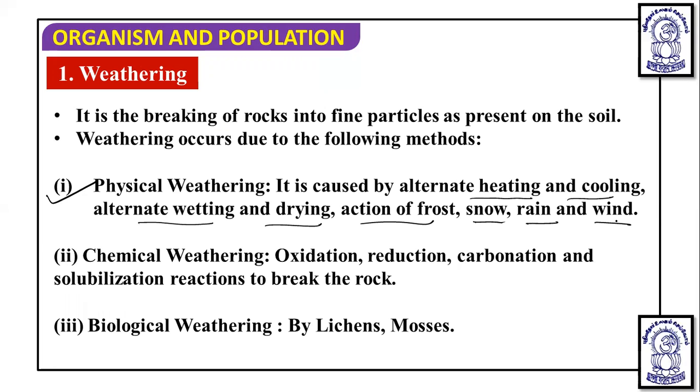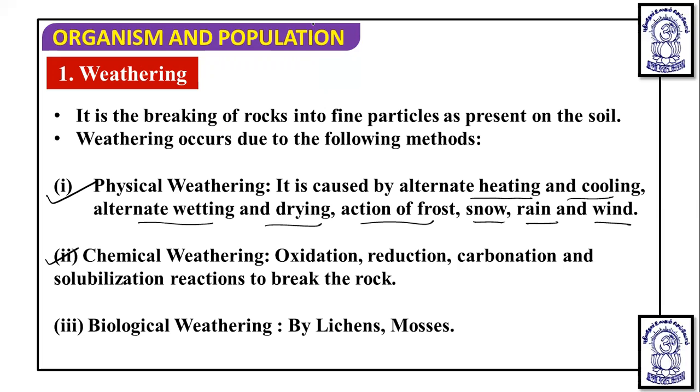All these things occur naturally in the physical environment. So, either through cooling, heating, drying, wetting, or the action of frost, snow, rain, or wind, if the breakdown of the parent rock is occurring due to any of these, that is known as physical weathering. Now, the second way is chemical weathering, where oxidation, reduction, carbonation, and solubilization reactions take place to break the rock.